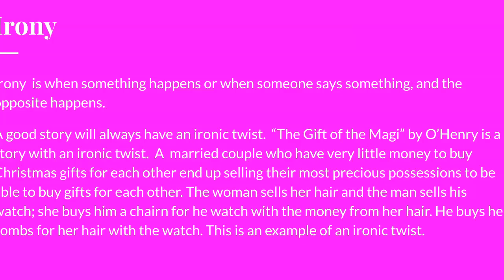And he sells his watch to be able to buy combs for her beautiful long hair. And so what's ironic is that she doesn't have hair to use the combs, and he doesn't have a watch to put the chain on. So that's called irony, and that's one of the famous ironic twist stories of all time. So irony occurs when we expect something and the opposite happens, and that's what irony means.